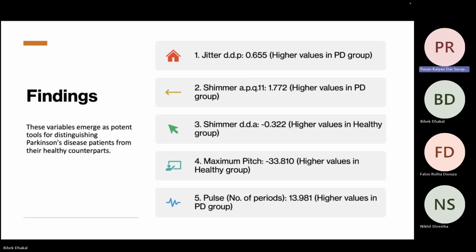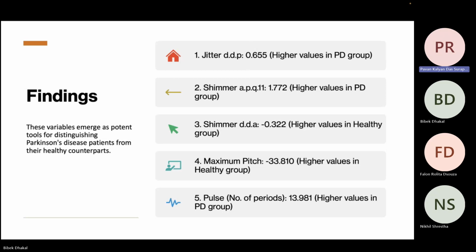Those are jitter as average absolute differences between jitter cycles, which has a mean difference of 0.655, and shimmer as 11-point amplitude perturbation quotient. The short form is APQ11, and this has a mean difference of 1.772. The third one is shimmer as average absolute consecutive differences between the amplitudes of shimmer cycles. This has a positive mean difference of 0.322. The fourth one is maximum pitch with a negative mean difference of 33.810. And the fifth one is pulse by number of periods, which also has a positive difference of 13.981.